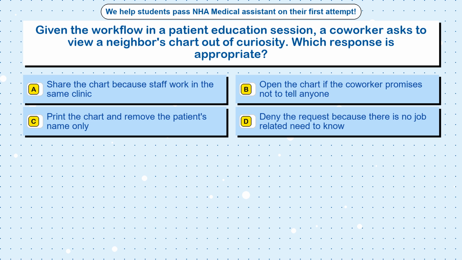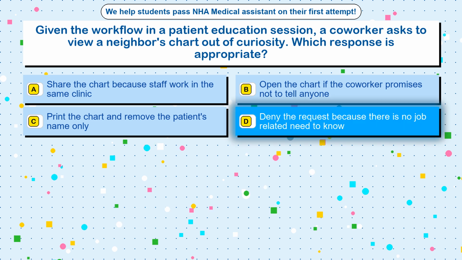Option B, open the chart if the coworker promises not to tell anyone. Option C, print the chart and remove the patient's name only. Option D, deny the request because there is no job-related need to know. The correct answer is option D, deny the request because there is no job-related need to know.